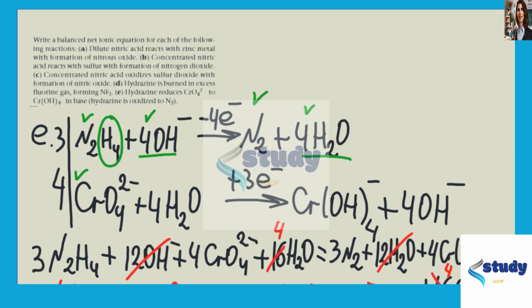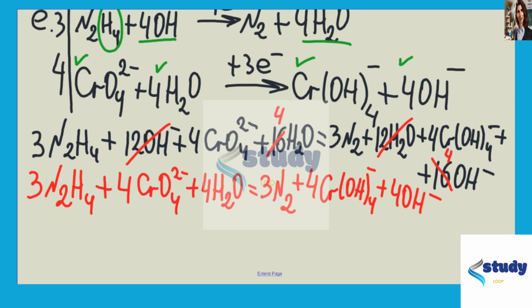Chromate becomes Cr(OH)4 minus. Now you need to get rid of oxygens, and you balance oxygens and hydrogens by adding 4 waters on the left and 4 hydroxyls on the right. When you write out everything, that's the equation, and after cancellation of water and hydroxides, that's the final equation.